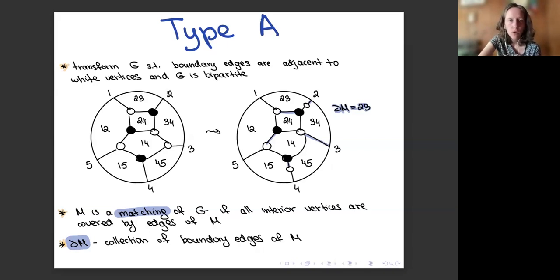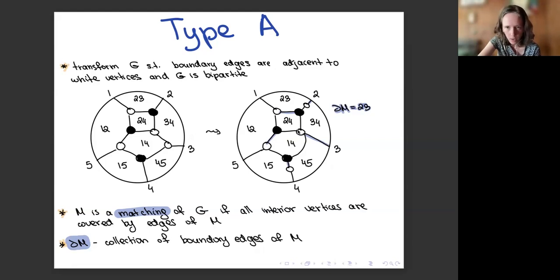So first we can transform G, the graph. You start with the plabic graph. You want to transform it such that boundary edges are adjacent to white vertices, and G is bipartite. Bipartite means a black vertex is connected to a white vertex, so no monochromatic edges. In this example, you see this is a monochromatic edge, so I can contract it and make it a single edge like this.